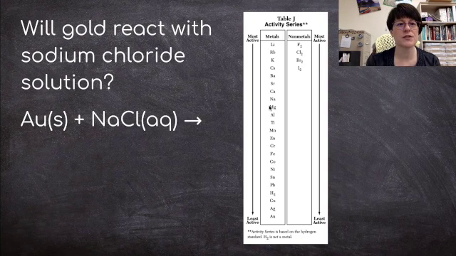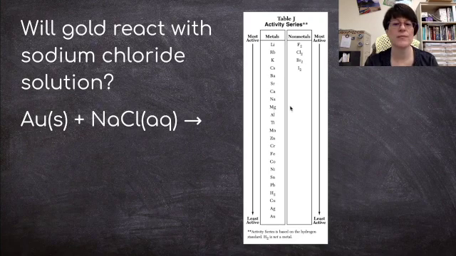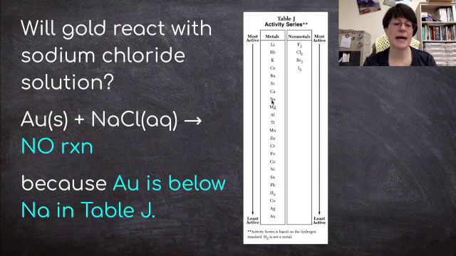So let's see how this works. A question I might ask is, will gold react with sodium chloride solution? So we find gold down here, it's at the bottom, and we find sodium up here. Because gold is lower than sodium, there will be no reaction, okay, because gold is below sodium in table J.